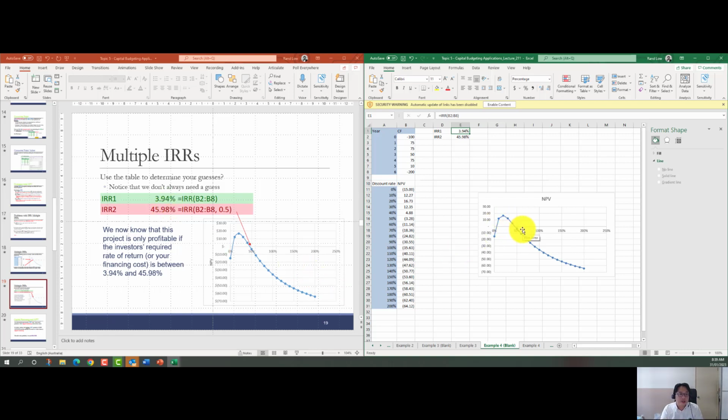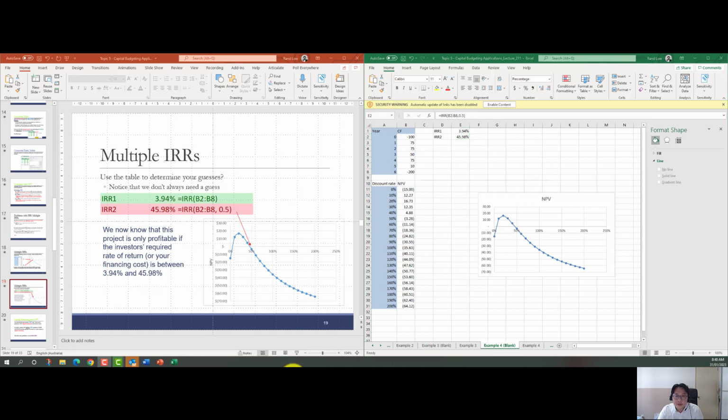So we know that this project is only profitable if the investors require a rate of return that's between 3.94 and 45.98. So this is where we have two different IRRs. What we actually want to do is graph it, and we can see the two different ones. We can also use the IRR formula, where we use the guess function in Excel. Okay, so that's actually what we need to do.